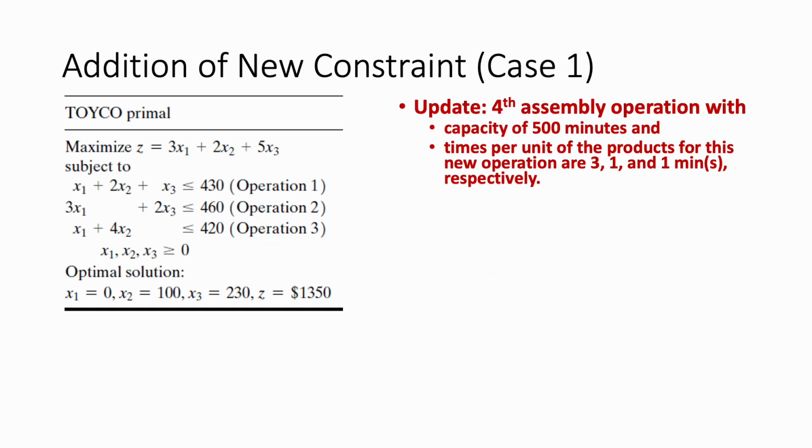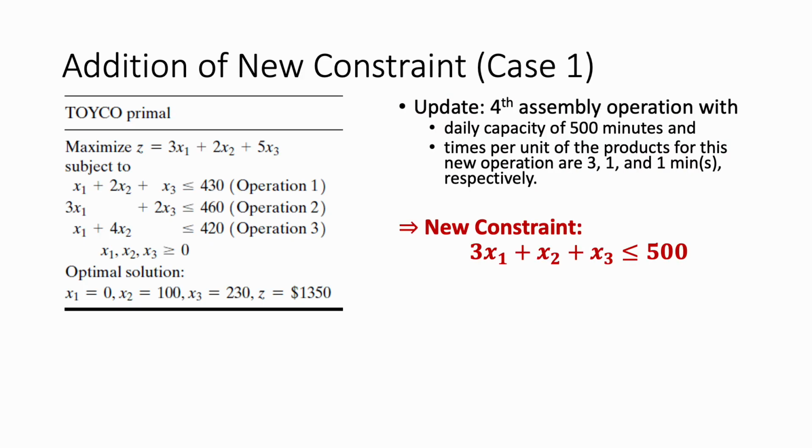And then now suppose that there is a need for a fourth assembly operation with capacity 500 minutes. Additionally, the time per unit of the product for these new operations are 3, 1, and 1 minute respectively. So this gives us an additional constraint given by this inequality: 3x₁ + x₂ + x₃ ≤ 500.